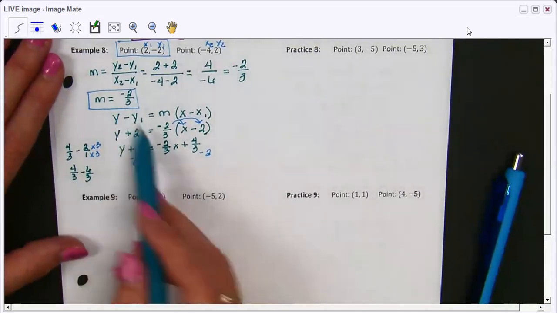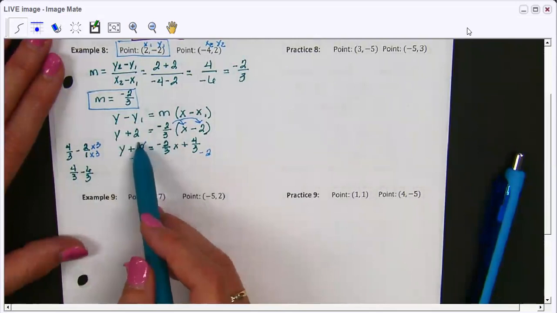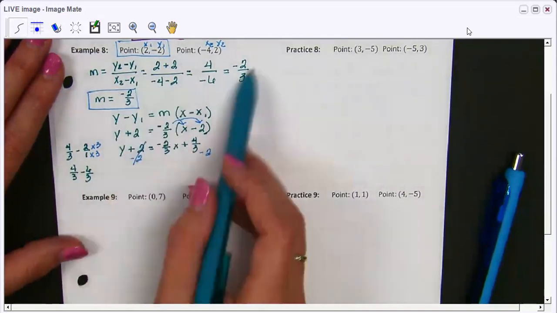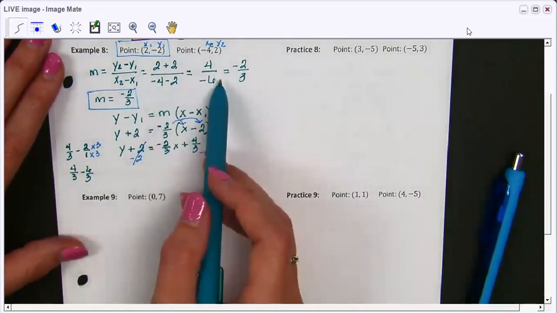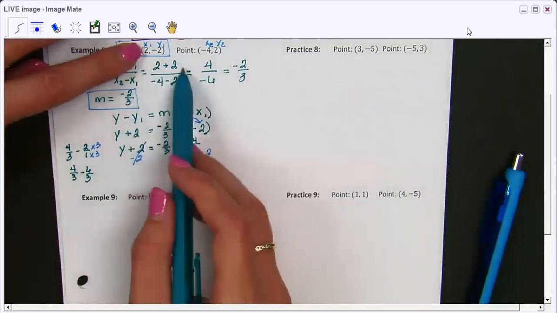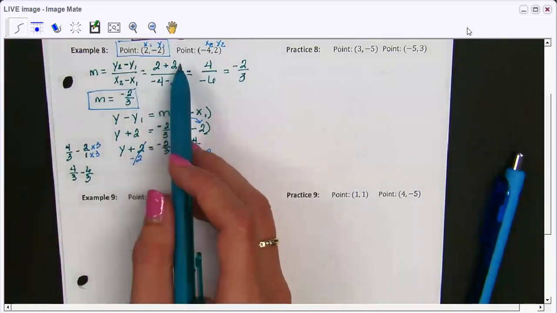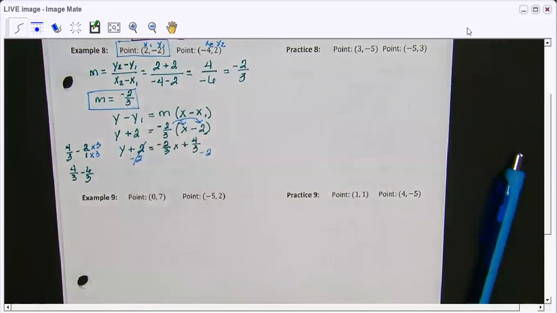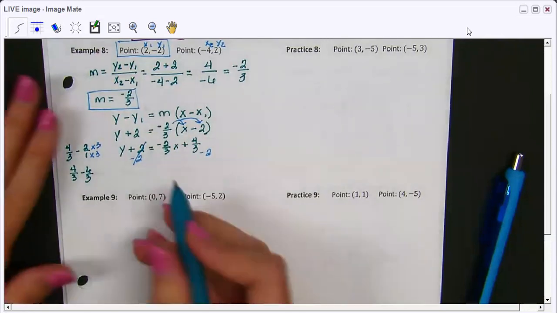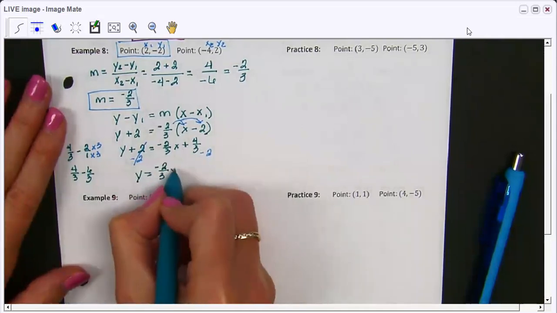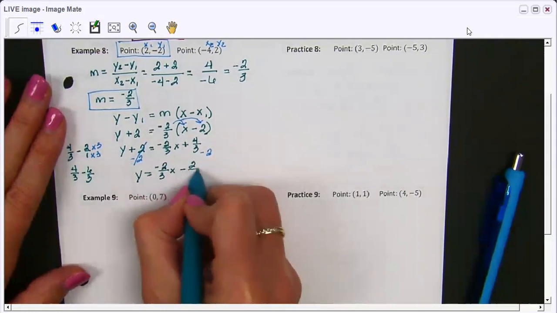Look here, I just found x2 minus x1 over... No, it's change in y over change in x. So your y goes on top and your x goes on the bottom. Is that what you're asking? Yeah, okay, make sure you do that. So you have an answer of y equals -2/3 x minus 2/3.